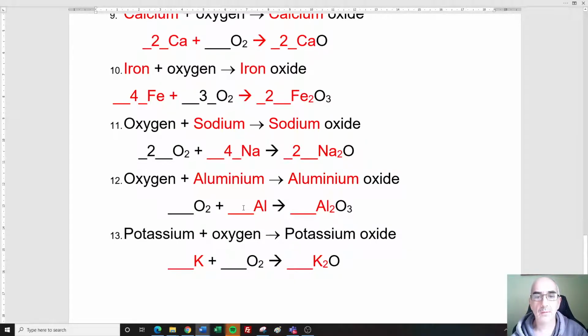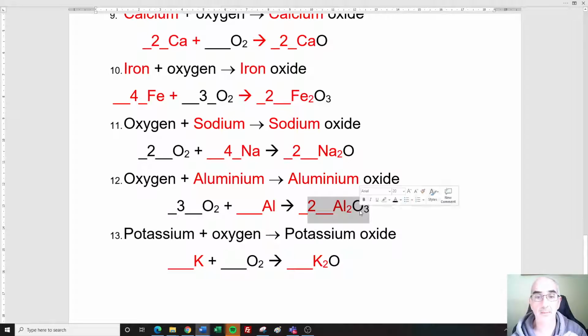So, let's sort the oxygens. Oh, remember, 2 times 3 is 6. Good thing to remember. So, let's put a 3 in front of the oxygen, 6 oxygens, and we've got 3 here, so we'll do a 2 there. So we've got 6 oxygens on the left, and we have got 2 times 3 oxygens on the right, which is 6. But we've now got 4 aluminiums, so let's stick a 4 there.